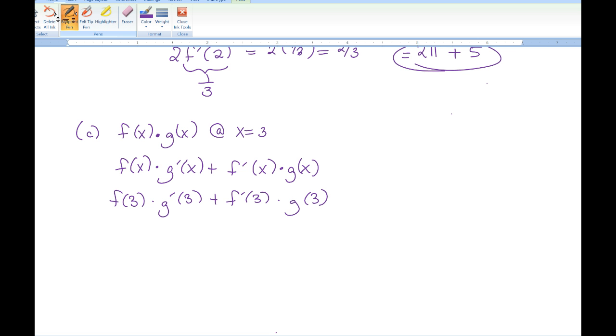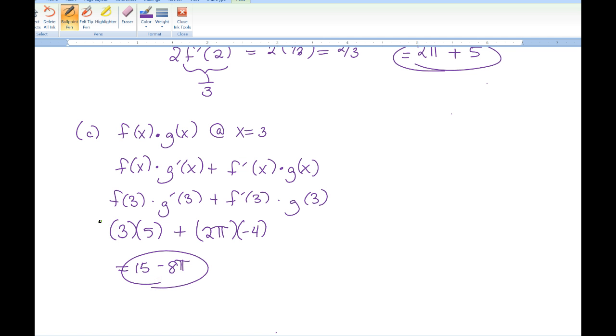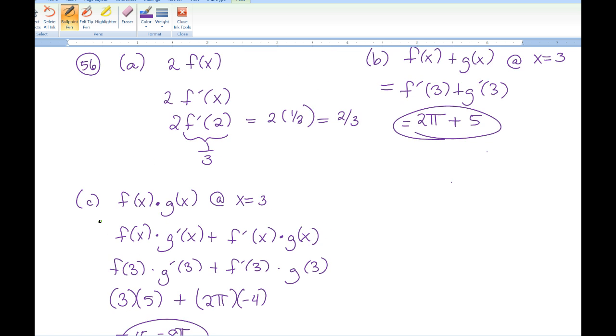So f of 3 is 3. G prime of 3 is 5. F prime of 3 is 2 pi. And g of 3 is negative 4. So 15 minus 8 pi. Can you scroll up a little to D?